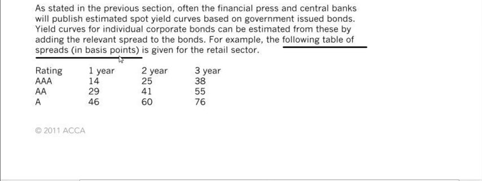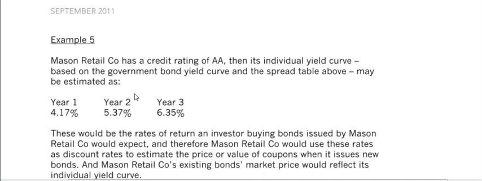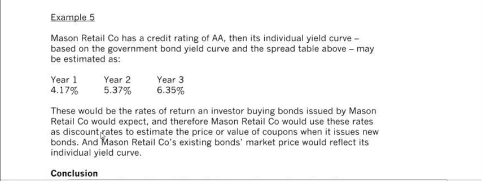Now let me just tell you, 100 basis points is actually equivalent to 1%. Yeah, 100 basis points, you should know this. 100 basis points is equal to 1%. Now this is called the spread, because they will add it on because of your credit risk. Now look at example 5 using the two data sets just now.